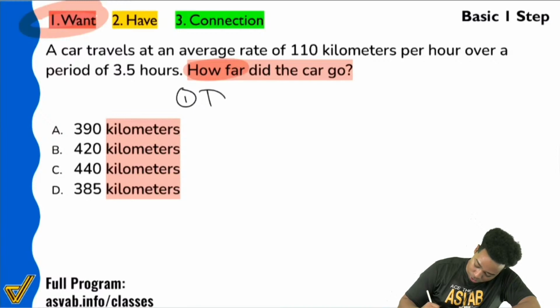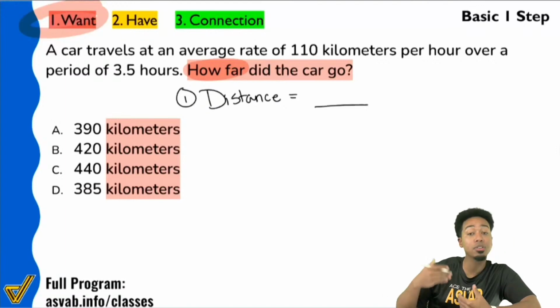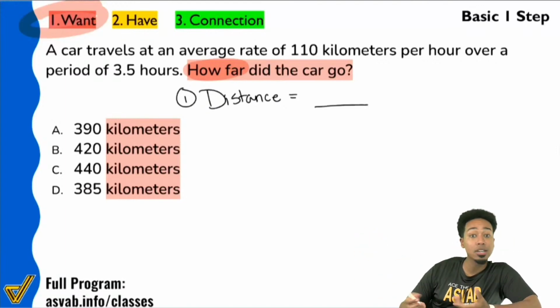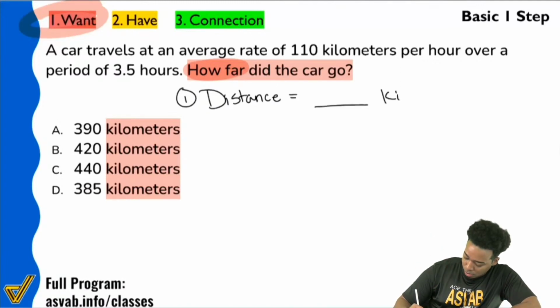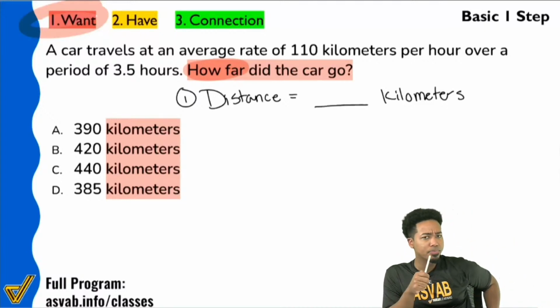So step 1, we are looking for distance. We have proved it 2 ways. 1, the question sentence says how far, but number 2, the answer choices say kilometers just by itself, so that has to be a distance. So we're looking for blank kilometers. Everybody, so far so good. Can we move forward now?